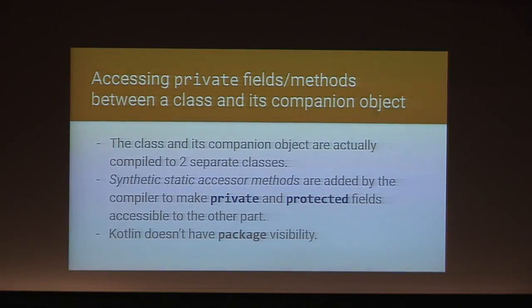In the case of companion objects, what's interesting to know is that, just like in Java for inner classes, the class and the companion object are actually compiled to two separate classes. This means that if the fields are private or protected inside the main class or the companion object, the other party cannot access the field directly. So the compiler needs to generate synthetic static accessor methods so that the object can access the field in the other part. This means more methods in our DEX files. In Java, you could mitigate that by using package visibility, but in Kotlin, we don't have that.